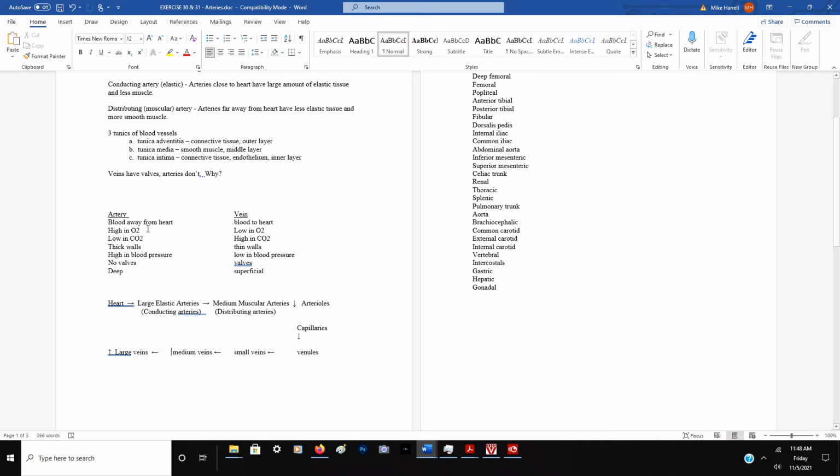Look at some other differences here. Arteries tend to be high in oxygen, where veins tend to be low in it. The pulmonary arteries and veins are an exception to that gas rule. Most arteries tend to be low in carbon dioxide, where veins tend to be high in carbon dioxide. But again, the pulmonary arteries and veins are an exception to this rule. In other words, the pulmonary veins are like you see over here on the left, and the pulmonary arteries are like you see over here on the right. But all your other arteries will be high in oxygen, low in carbon dioxide. All other veins besides the pulmonary veins will be low in oxygen and high in CO2.